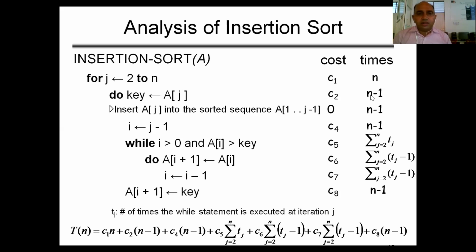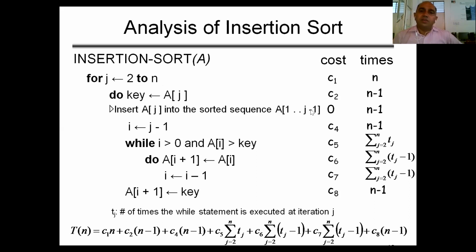Now here n minus 1 is written in line number 2, where C2 is the cost, because this line comes under the control of the for loop, and the body or size of the loop is n minus 1, because it is starting from 2 to n. If we count the total numbers from 2 to n, the total will be n minus 1. So this line will execute n minus 1 times.